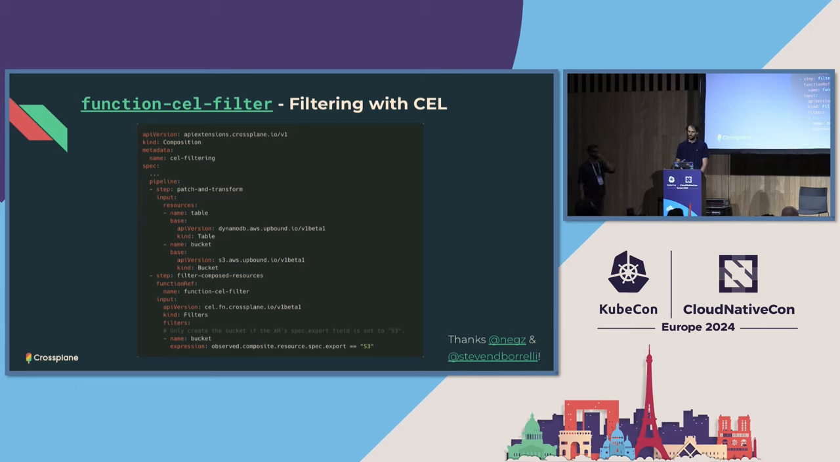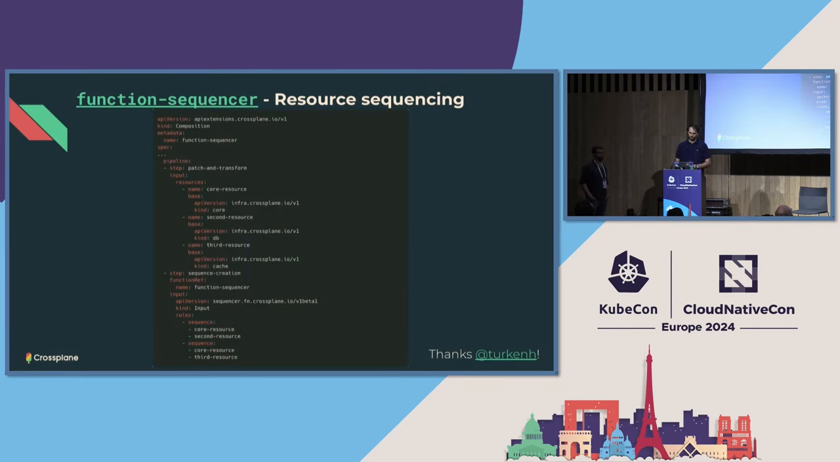Function self filter is a different kind of function. While the previous ones we saw are kind of producer functions, so stuff you expect to use at the start of your pipeline and then maybe go through other, simpler functions that modify the result of those more complex functions, this one is exactly that. It's a simple function whose only job is to filter out resources based on some expression you can define in CEL. In this case, for example, the usual function patch and transform is creating a bucket, but function patch and transform doesn't expose any easy way to filter out resources and to create resources only on conditions. And so we can filter out this bucket downstream and only create it if the spec export field of the composite resource is set to S3.